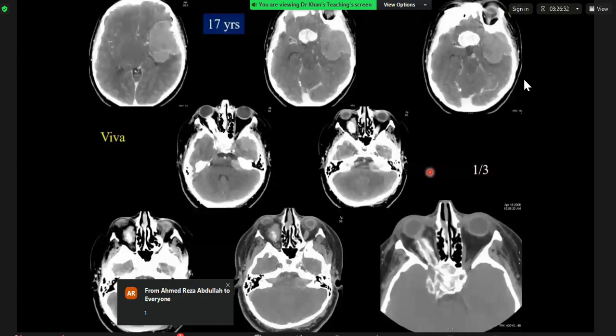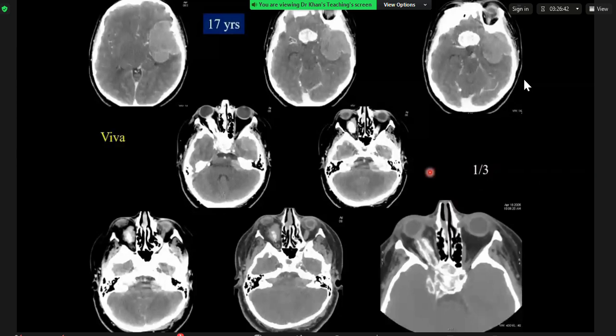So I'm thinking, because of its location, it's a meningioma in the left frontoparietal region, and the lesion at the left cerebellopontine angle, because it is going into the porus acusticus, makes me think this could be a schwannoma. However, I can see there's a slightly isodense lesion on the right cerebellopontine angle as well, but I'm not sure whether it's going into the porus acusticus or not.